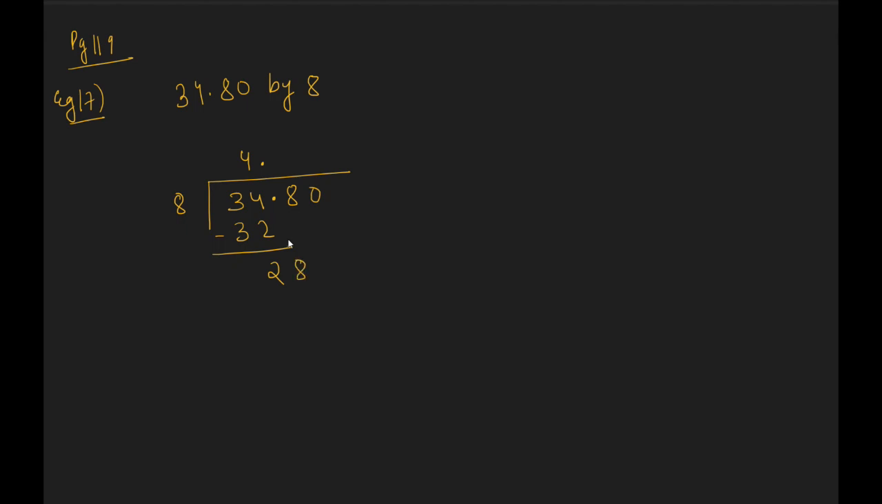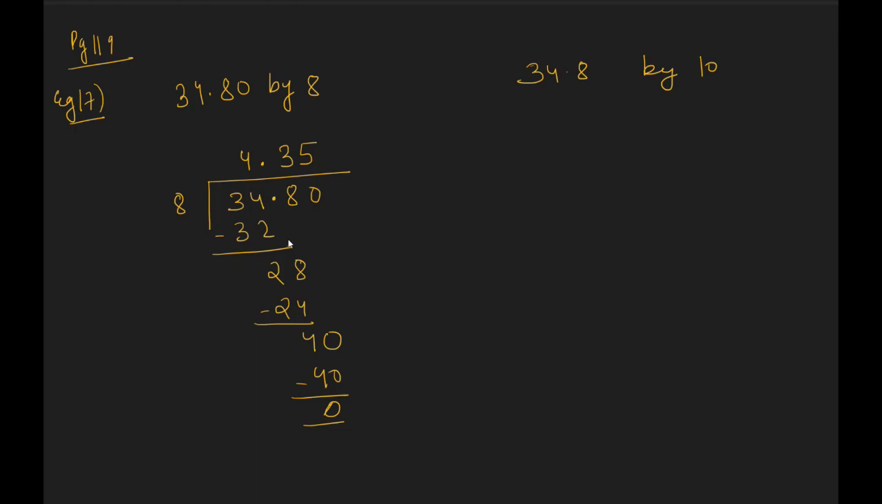So 8 threes are 24, 4 will be left here, and now we can bring the 0 here, and 8 fives are 40. So on dividing 34.8 by 8, you get the answer as 4.35. Okay children, and this decimal number was divided by a whole number. But if we divide this decimal number by 10, so children, what will we do?